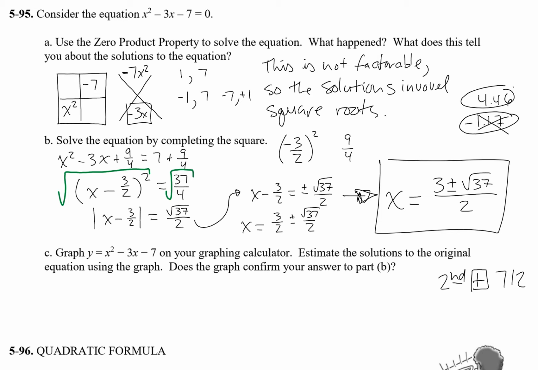It says graph it. Estimate the solutions using the graph. Does the graph confirm your answer? Yeah, it certainly does. And in fact, I'm going to go ahead and do a little sketch here of this graph. If you could do a sketch also. And we know that this point right here is about negative 1.5, and this point right here is about 4.46. So those are values of x that make this function equal 0. So that's approximately it.